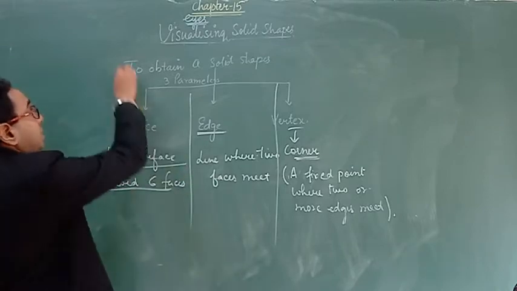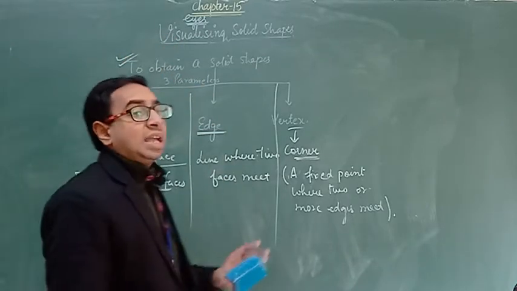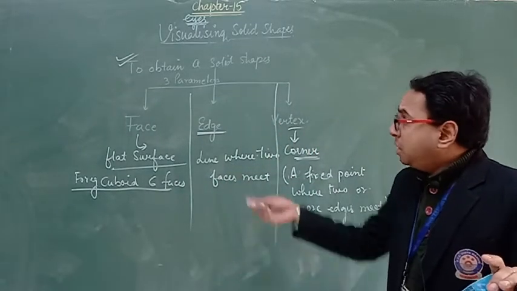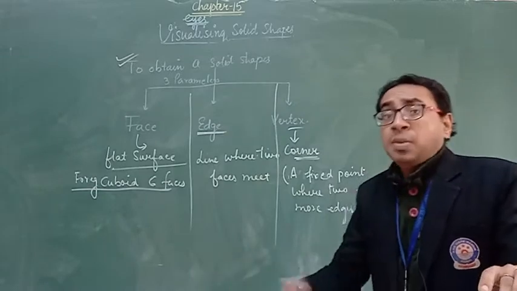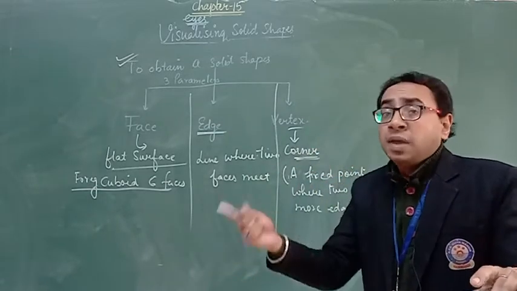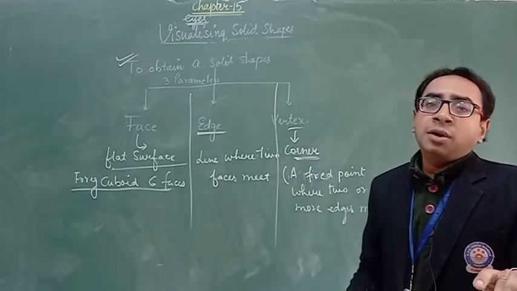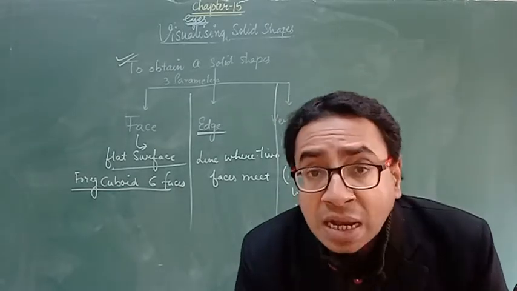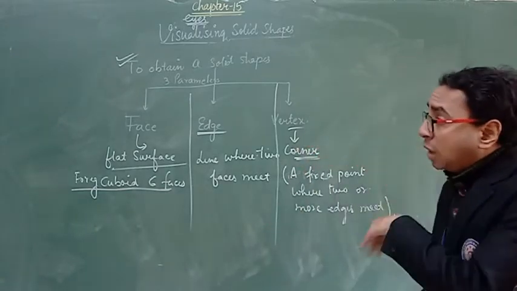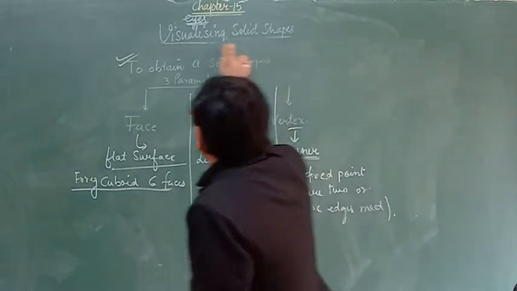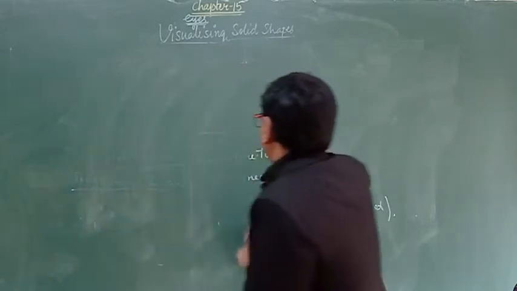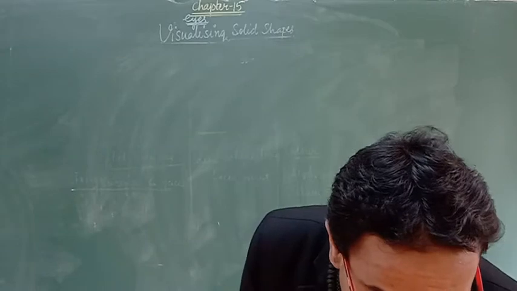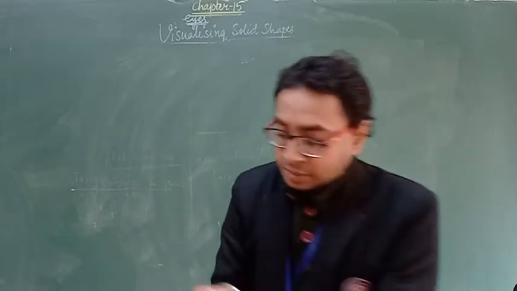So these 3 parameters are very, very important to make any solid shape in nature. Maybe one is there and two are missing, maybe all three are there, maybe two are there. But these are the fundamental parameters that we need for any solid shape. Are we clear? Now let us start one by one with these shapes and parameters. Let us study first the cube and cuboid.